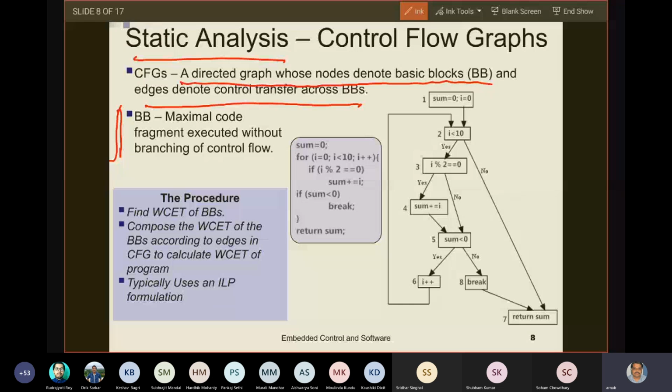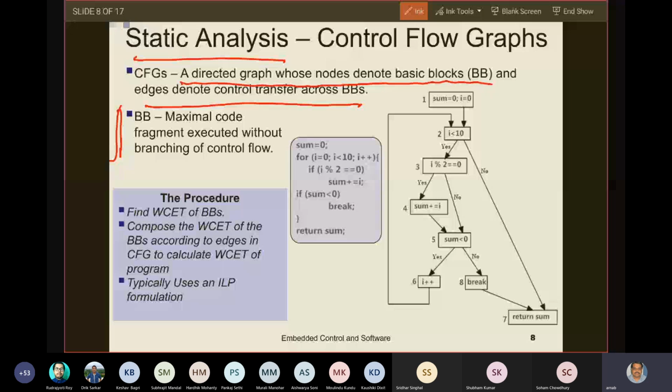So we have started with static analysis, and we say that to do static analysis, we first create the control flow graph of a program. From the instructions of the program, we generate the control flow graph, and I'm trying to explain how it is generated. The control flow graph groups the program instructions into basic blocks and the transfer of control between basic blocks.